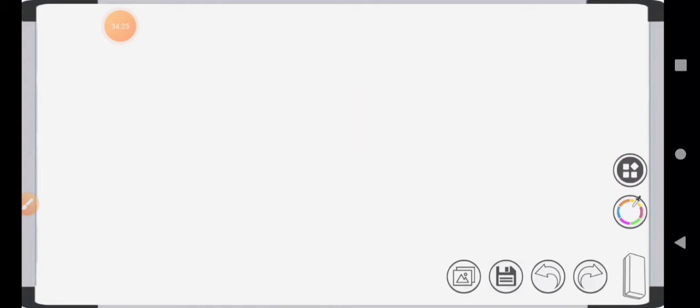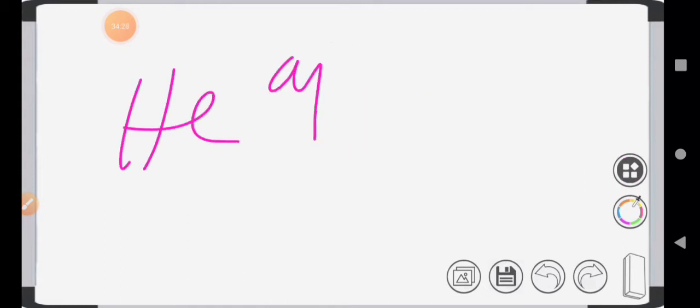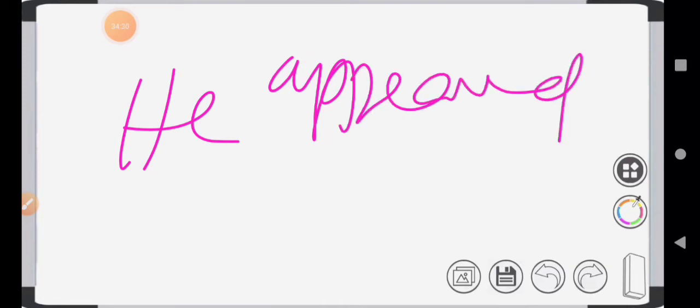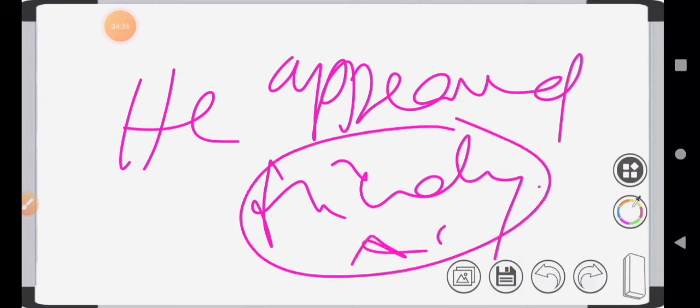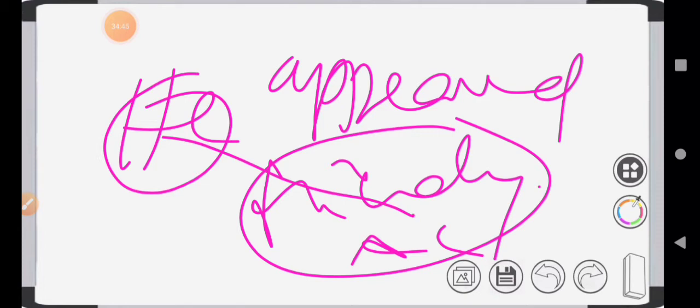He appeared friendly. Appeared is also a linking verb. Friendly here is an adjective, not an adverb. He is a friendly man, a friendly person. This is also a subject complement. Subject complement we should understand. And then we go to the object complement.